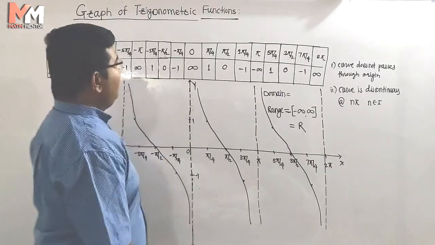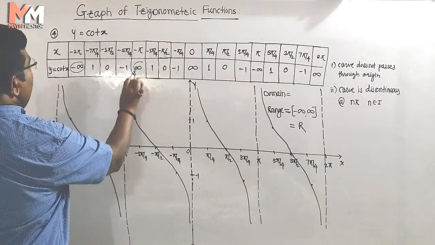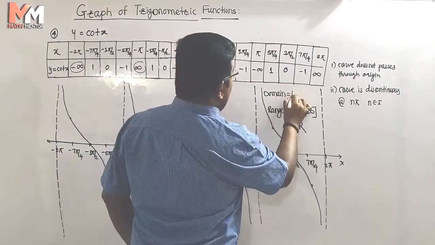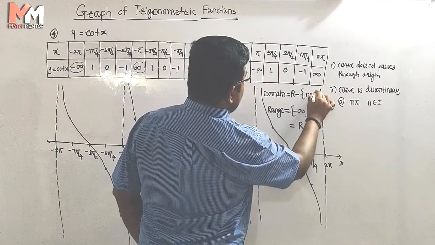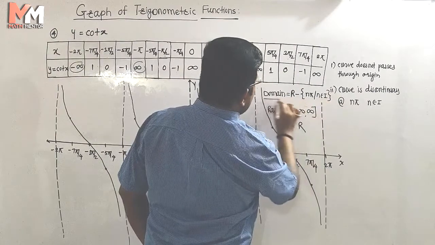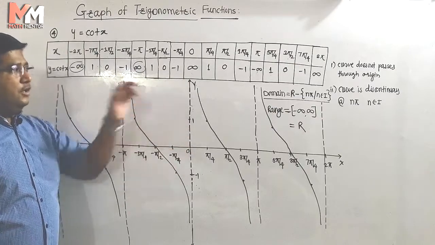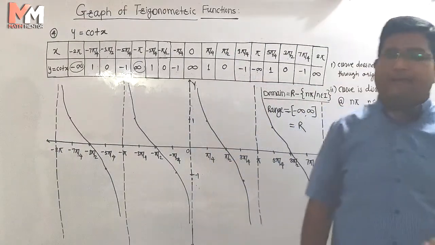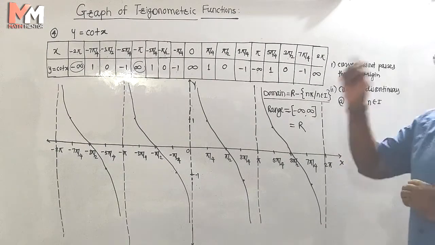What about the domain? In the domain, the function is not defined at minus 2 pi, minus pi, 0, pi, and so the domain is also R except n pi, such that n is an integer. So this is the domain. This curve does not pass through the origin. This curve is discontinuous at n pi, at pi, 2 pi, 3 pi, minus 2 pi, minus 3 pi. So these are the important points regarding the curve y is equal to cot x.